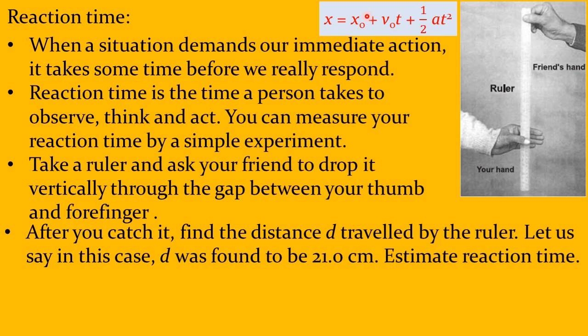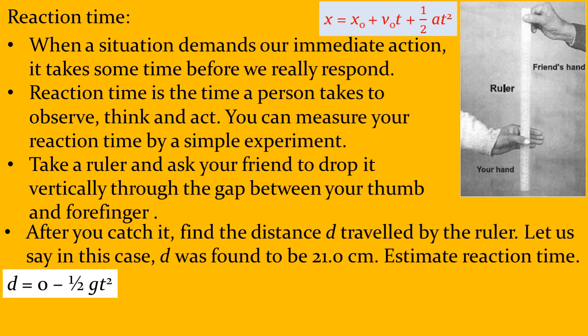So I must use the kinematic equation which relates position with time. Now in this case, the initial position x naught is 0, I can say. The initial velocity, it was not thrown down, it was simply dropped. Initial velocity v naught is 0. So this equation simplifies to distance d, which is x minus x naught, is equal to 0, because initial velocity was 0, plus half gt square.